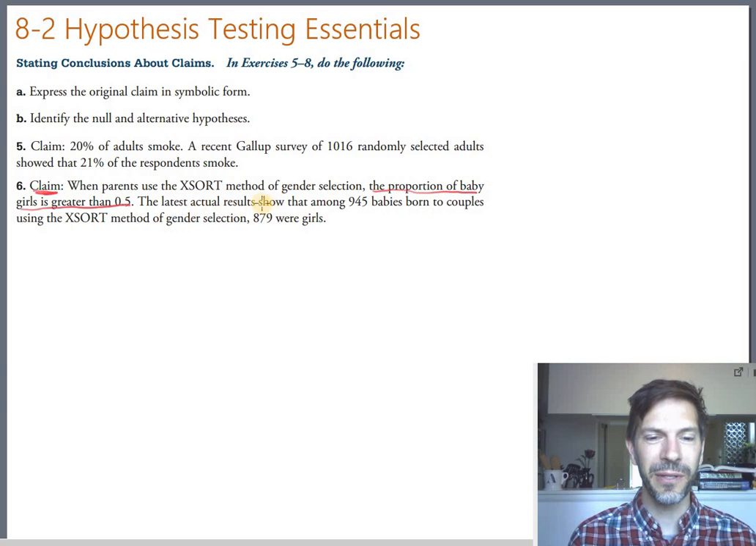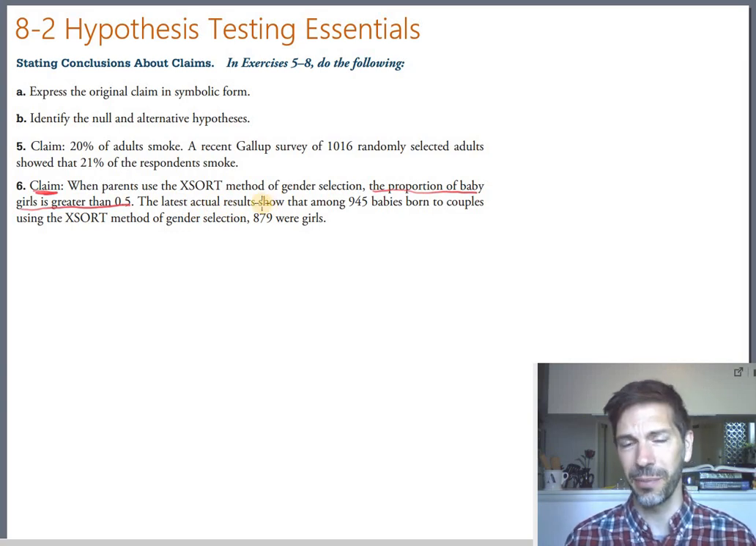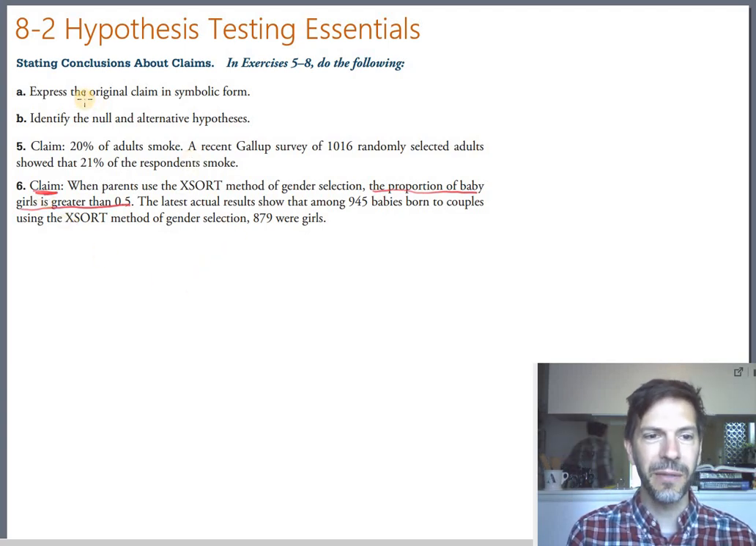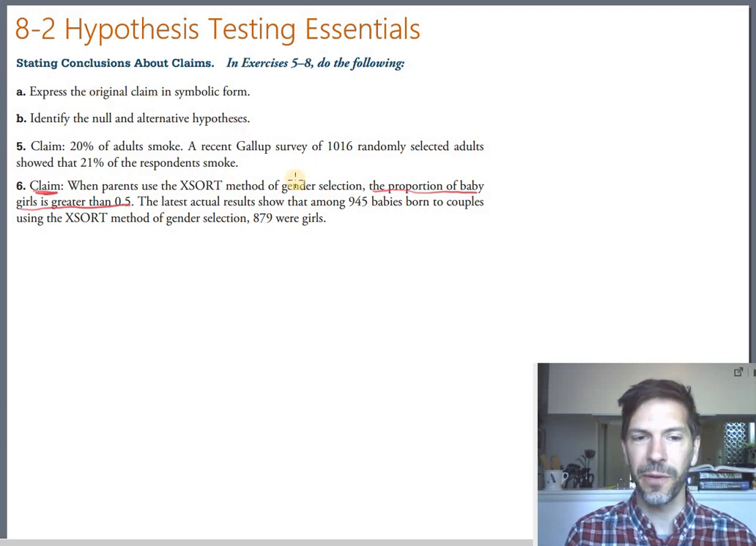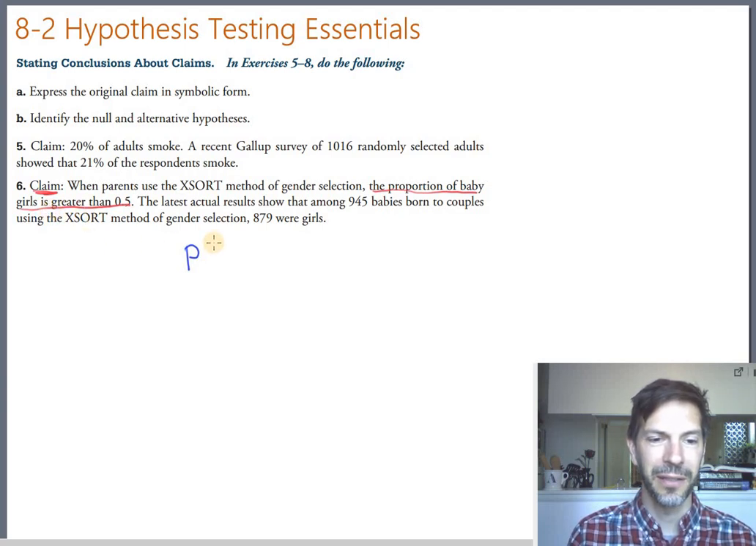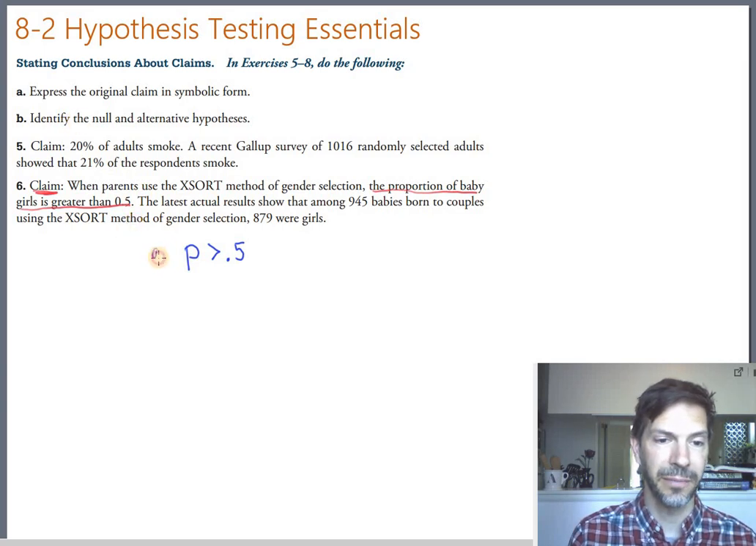The latest actual results, that is talking about a sample, right? So that's not the actual claim. That's how a particular sample came out. So when they want us to express the original claim in symbolic form, it's about a proportion. So I will use the P symbol. And what are they saying about the proportion? They're saying the P is greater than 0.5. That's done for part A.